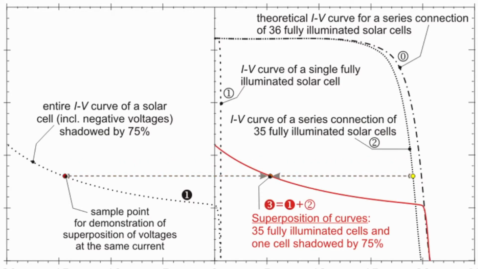And if you do it for all points, you end up at this red line as your final IV characteristic of your entire PV module. You see the power is drastically reduced, while 35 cells are working at full power, only one cell is handicapped by a leaf, for example.